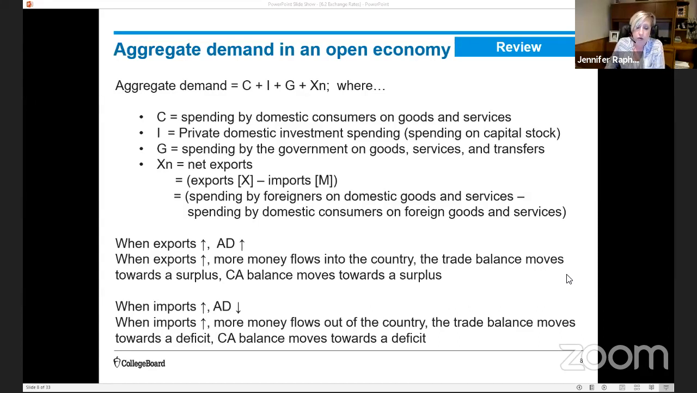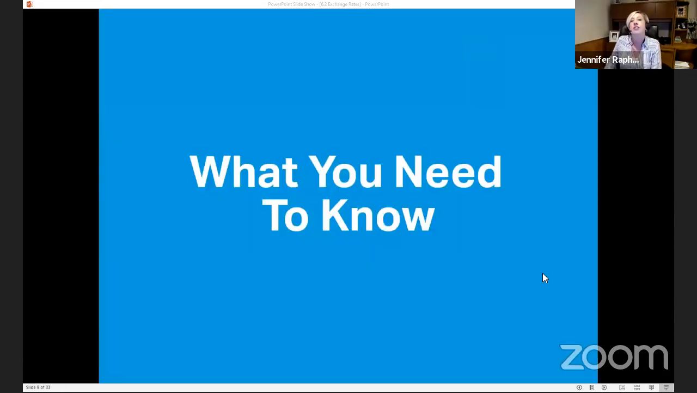Also, when imports increase, more money flows out of the country, the trade balance moves towards a deficit, and therefore the current account moves towards a deficit. All right, so that's all we wanted to review before we get into exchange rates. All right, so what do you need to know?